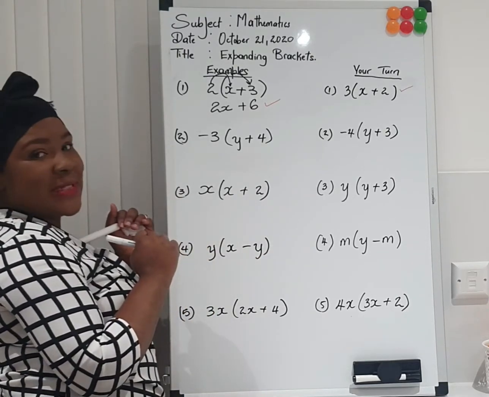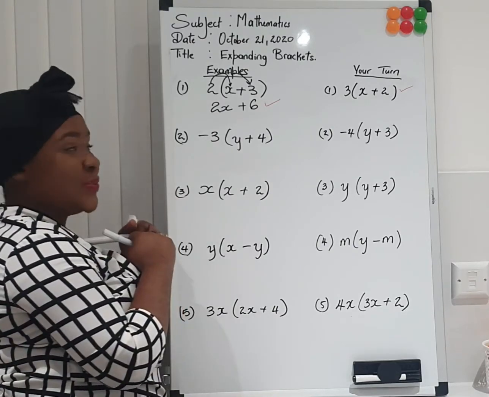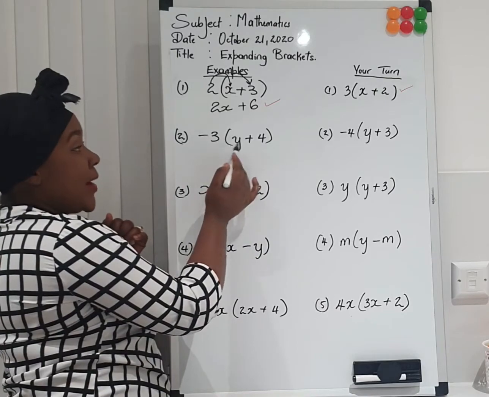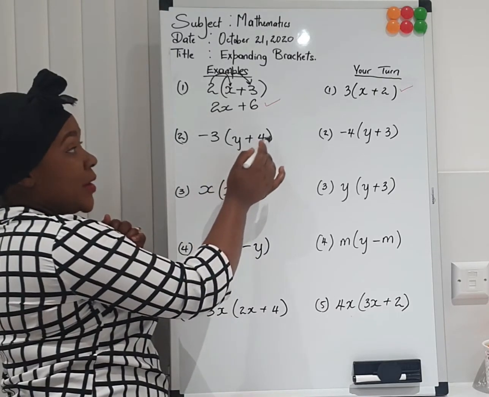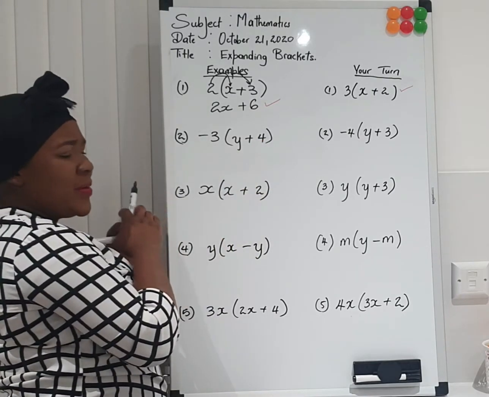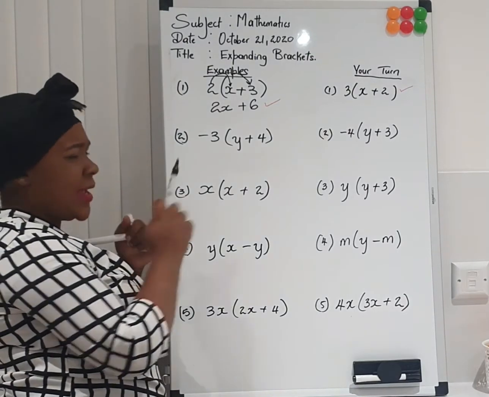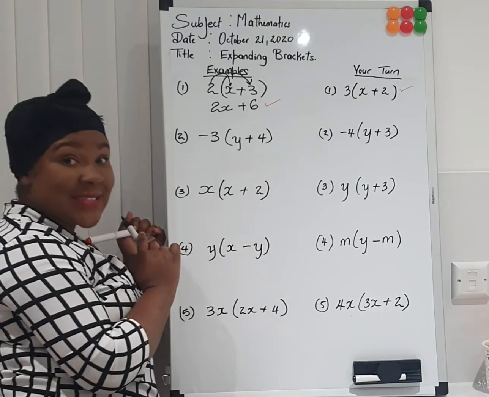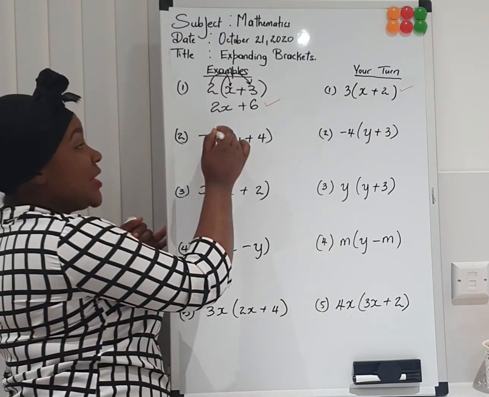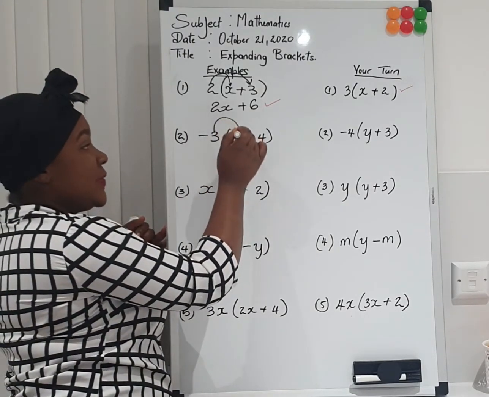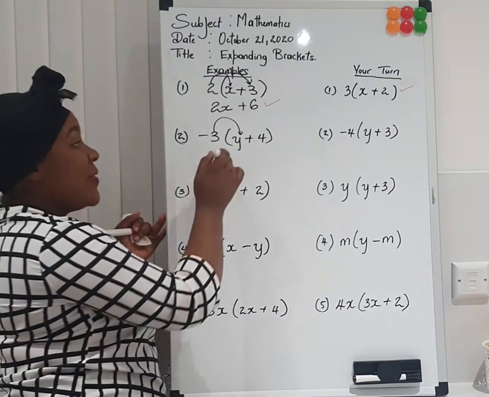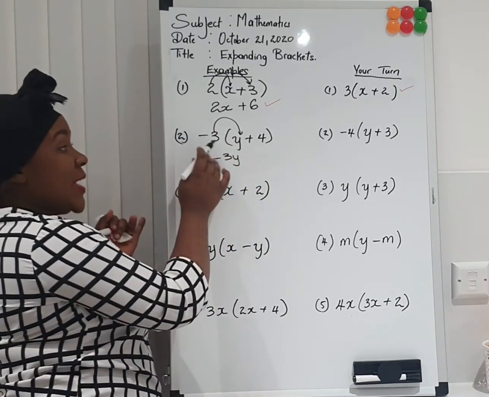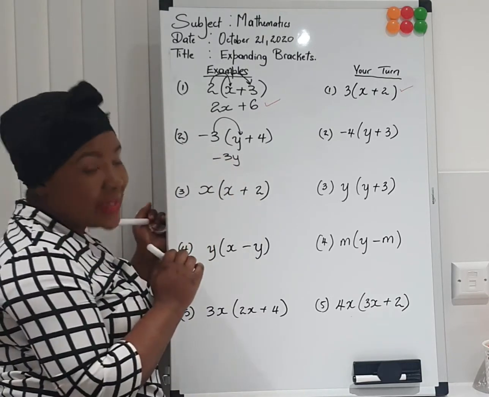So I'm going to continue. So we're going to go with number 2. And number 2 is negative 3, open bracket, y plus 4, close bracket. And remember that the bracket tells us that we're going to multiply whatever is outside the bracket by each of the terms inside the bracket. So we're going to go with our negative 3. So it's going to be negative 3 times y, and that gives us negative 3y. Yes, because a negative times a positive gives us a negative.